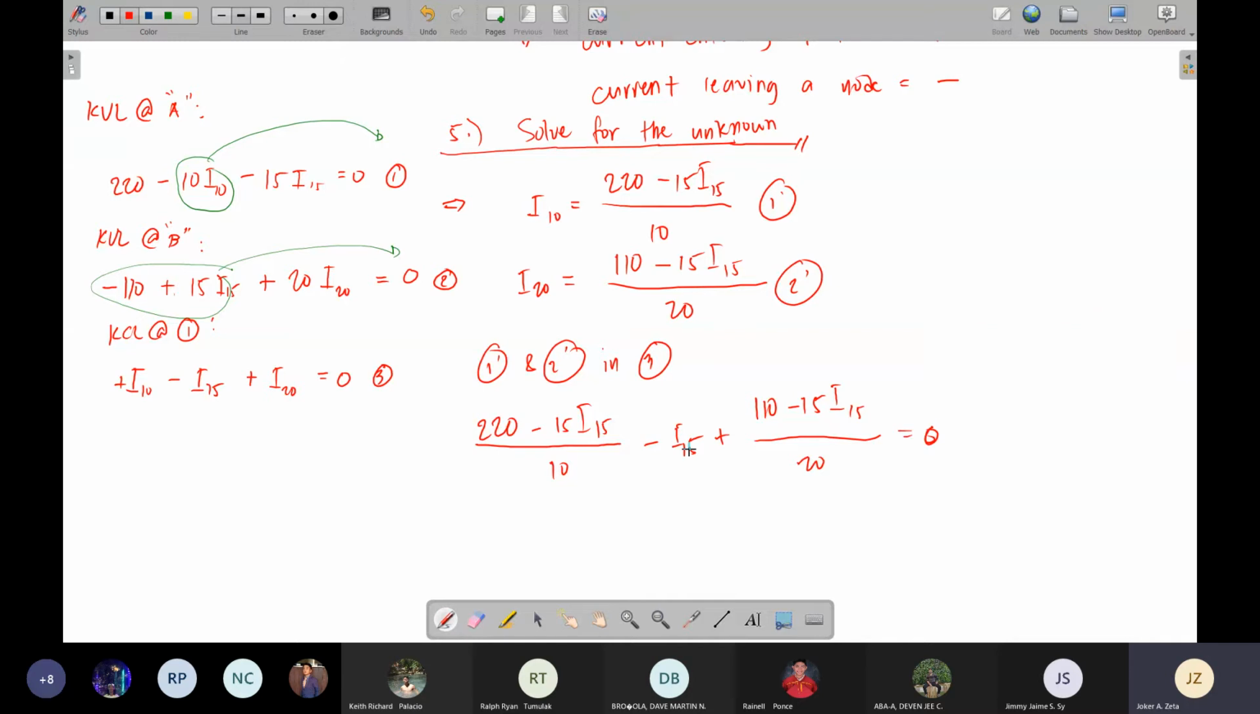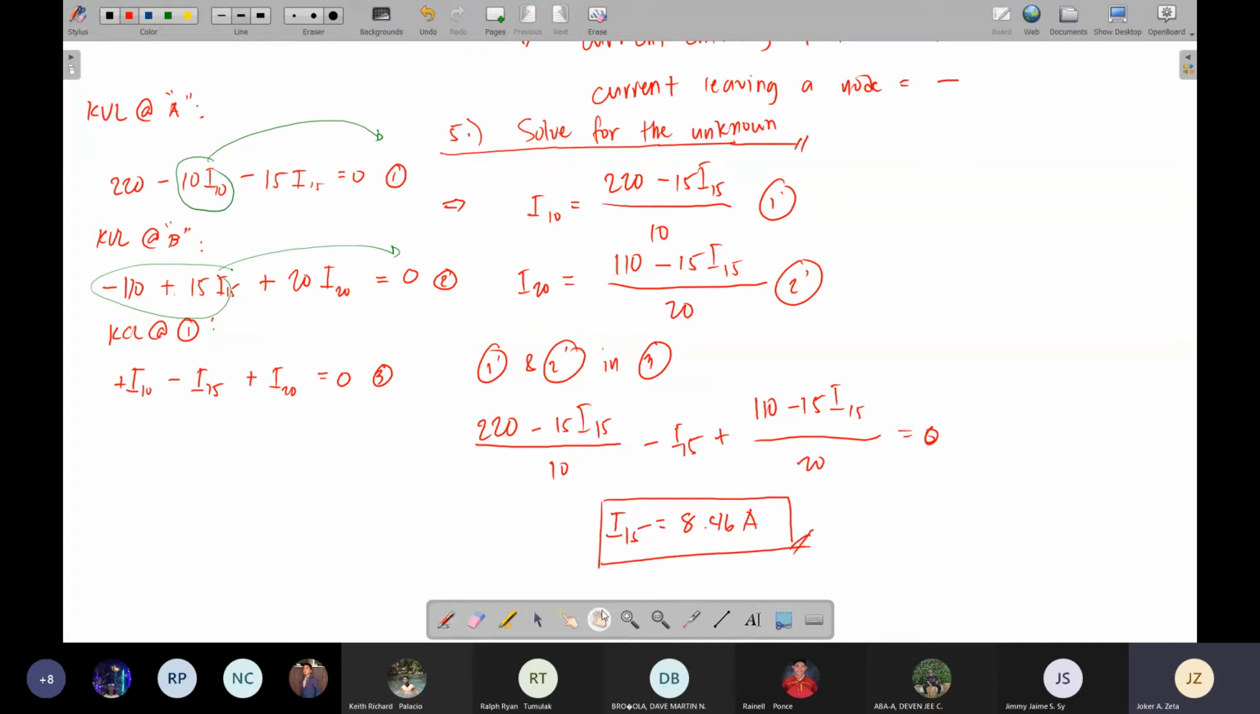Okay, let's solve. By the way, that is I15. So we just shift solve: 220 minus 15 alpha x divided by 10 minus alpha x, then plus 110 minus 15 alpha x divided by 20, equal to 0. Shift solve. Okay, so we have here I15 is equal to 8.46 amperes.